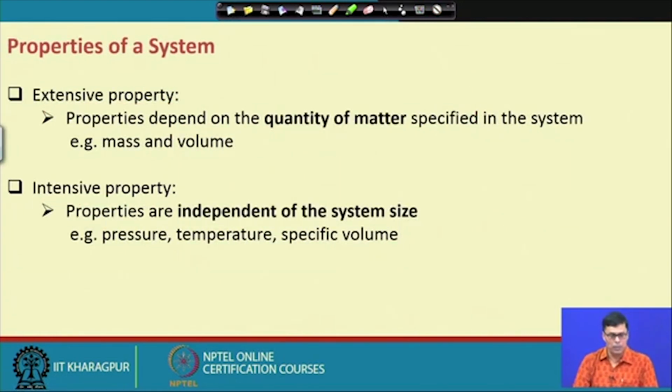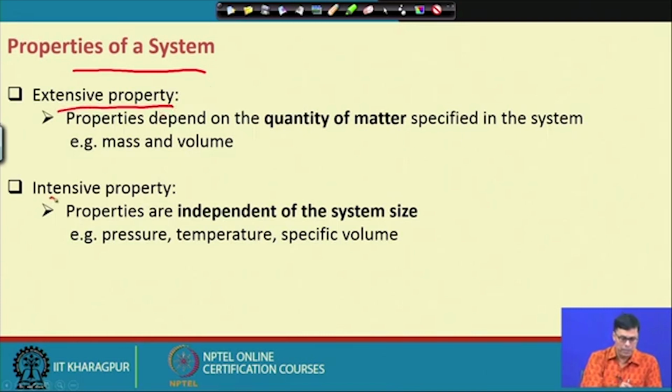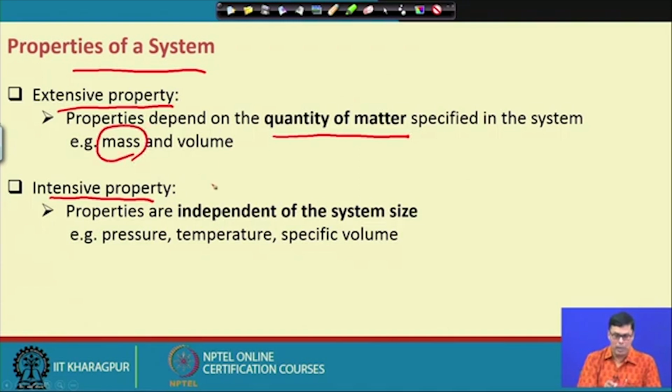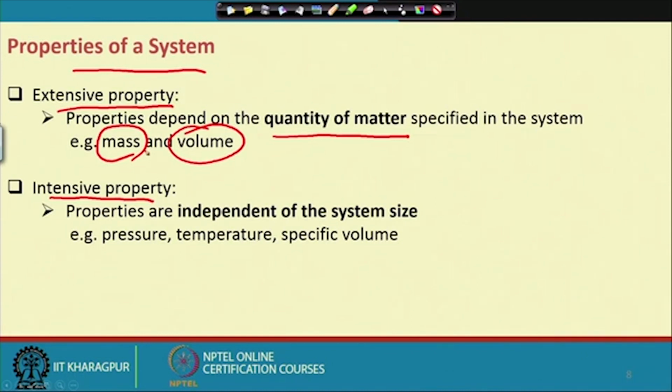Now, another, if you look at the properties of the system, we have two kinds of properties. One is called extensive property, another is intensive property. Now, extensive property deals with the quantity of matter specified in the system. As for example, the mass of the material, the volume of the material, then it is a kind of extensive property.